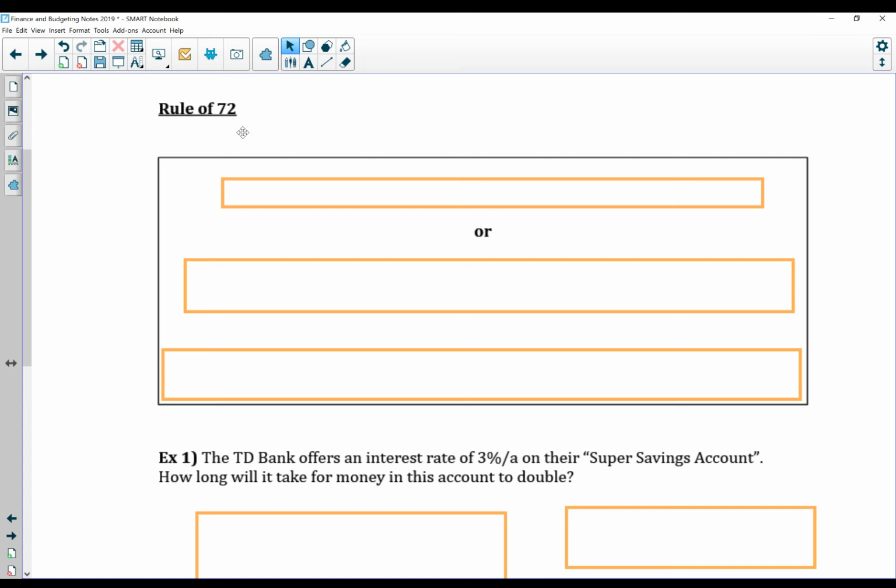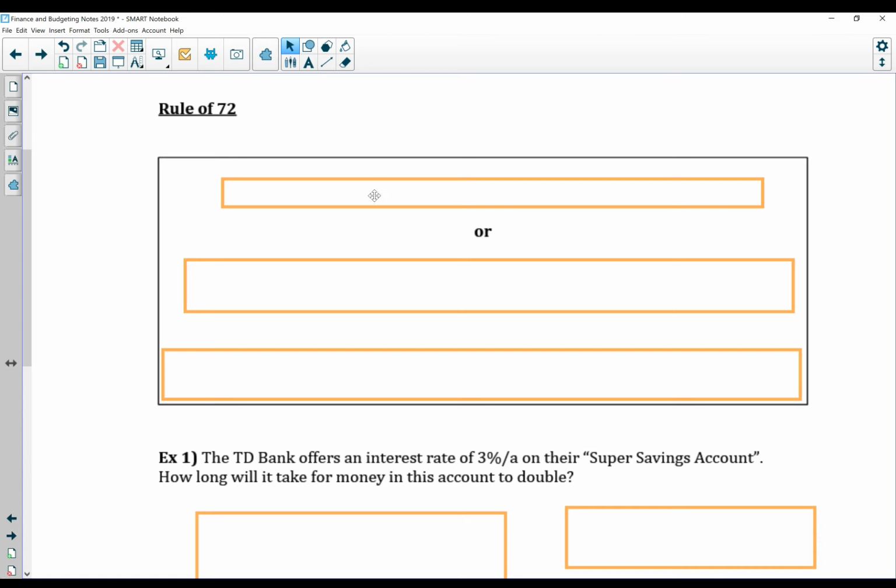Now, this is a rule in math, it's a pretty easy one to figure out. What it basically talks about is how long it takes for money to double based on a certain interest rate that they're getting. So, if you invest money and that money is growing at a certain percentage, so you have an interest rate, how long will it take for that money to double?